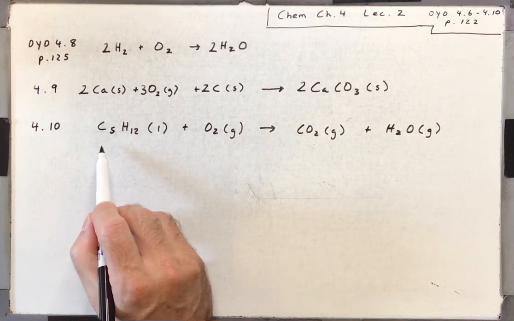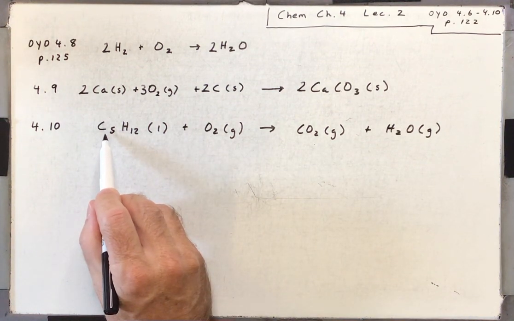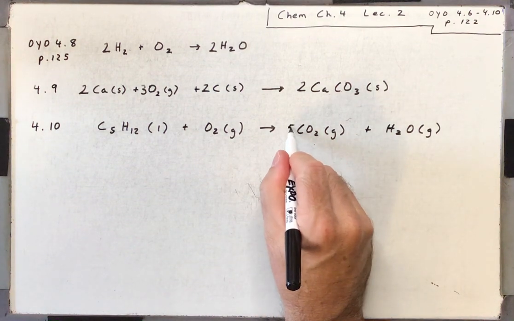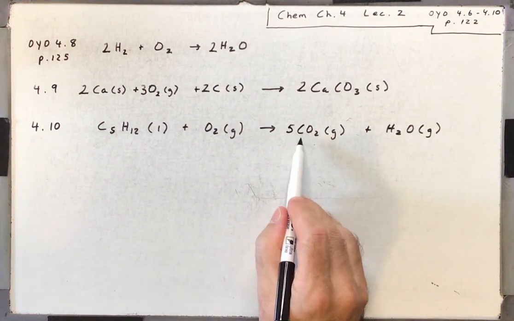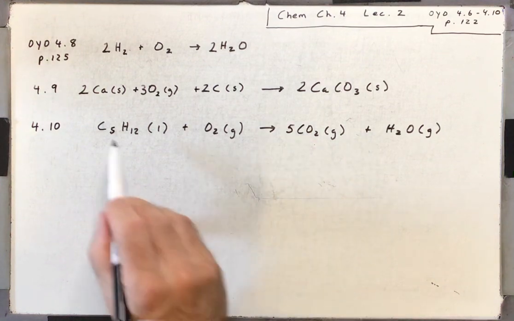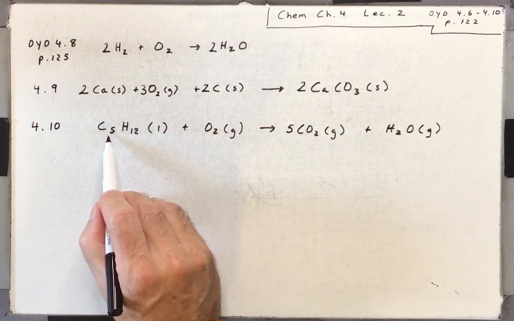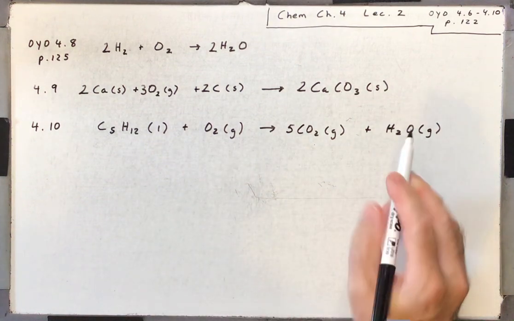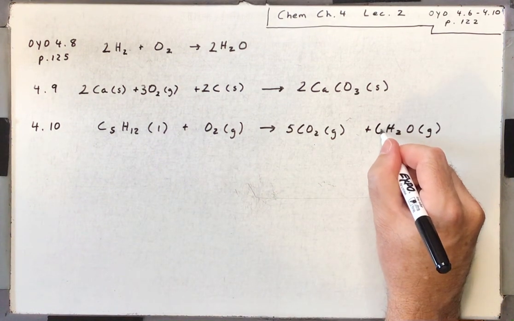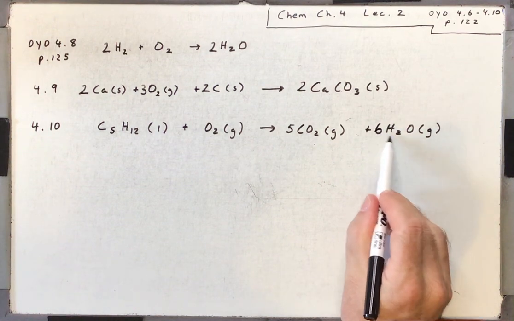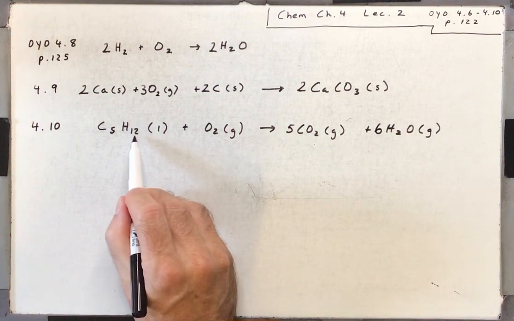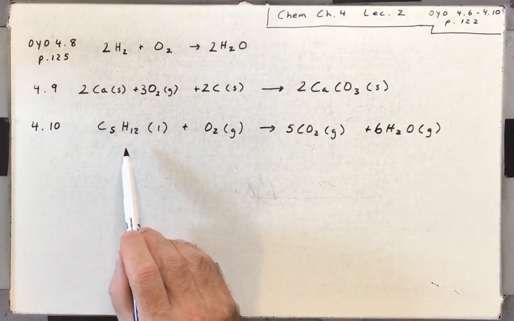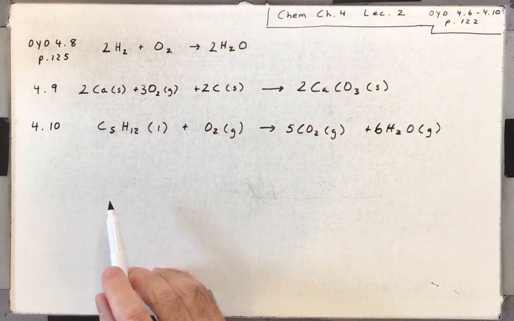Let's start with carbon. I have 5 carbons here. I have 1 carbon here. So let's put a 5 in front of CO2. And now I have 5 carbons, 5 carbons. I have 12 hydrogens here. I have 2 here. So let's put a 6 in front of H2O. Now I have 12 hydrogens, 12 hydrogens. So now carbon and hydrogen are balanced. I just need to fix oxygen.